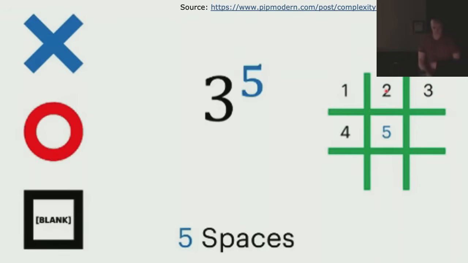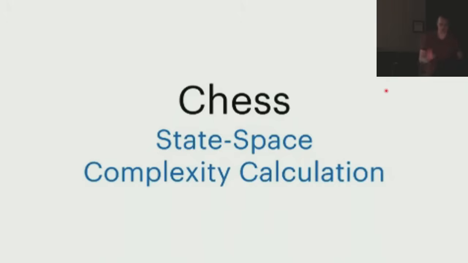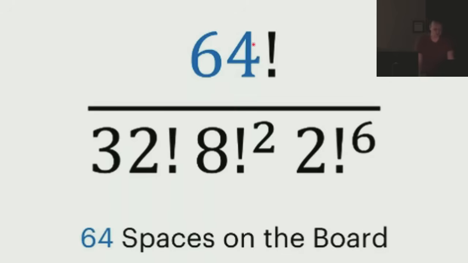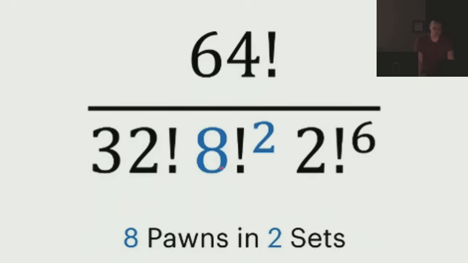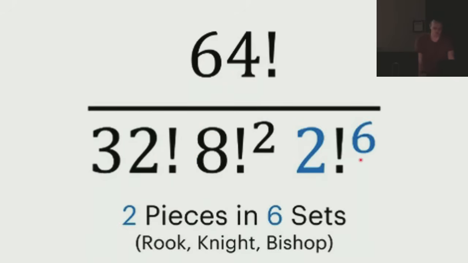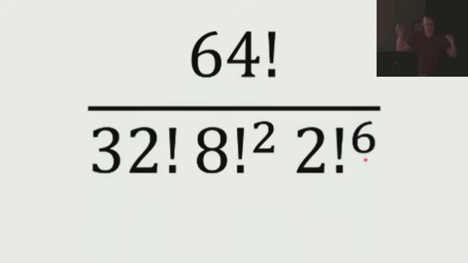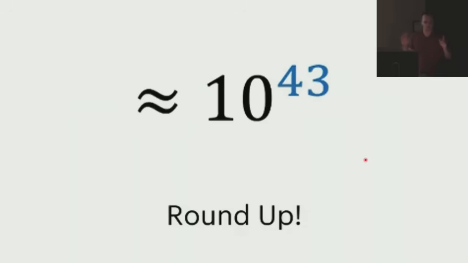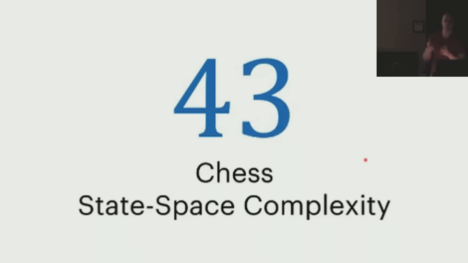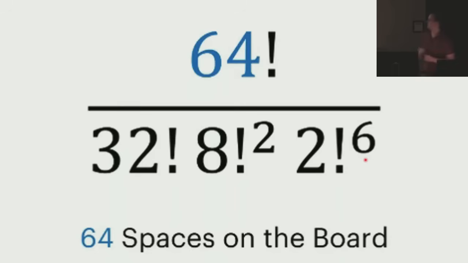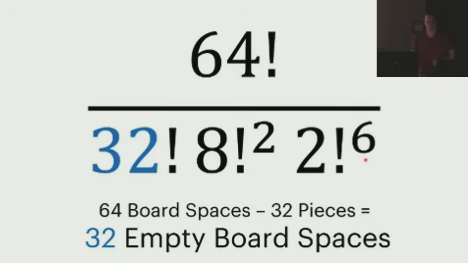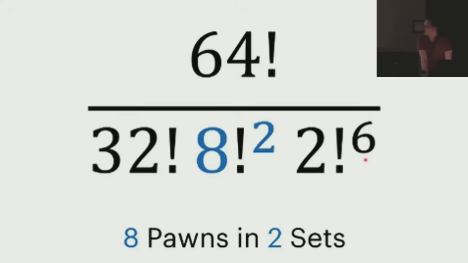It's not very complex. Let's look at chess. All right, there's a lot of details here. I'm not going to go into all the details. 64 places on the board, 32 empty board spaces, 8 pawns in 2 sets. There's some combinatorics going on here behind the scenes, but the rough calculation is approximately 10 to the 42. Okay? So approximately 10 to the 43 or 10 to the 42 possible configurations of chess pieces on a chessboard. Now, some of them are not legally observable, right? They're not actually obtainable in a normal game of chess, but this is an upper bound of the complexity of the game.